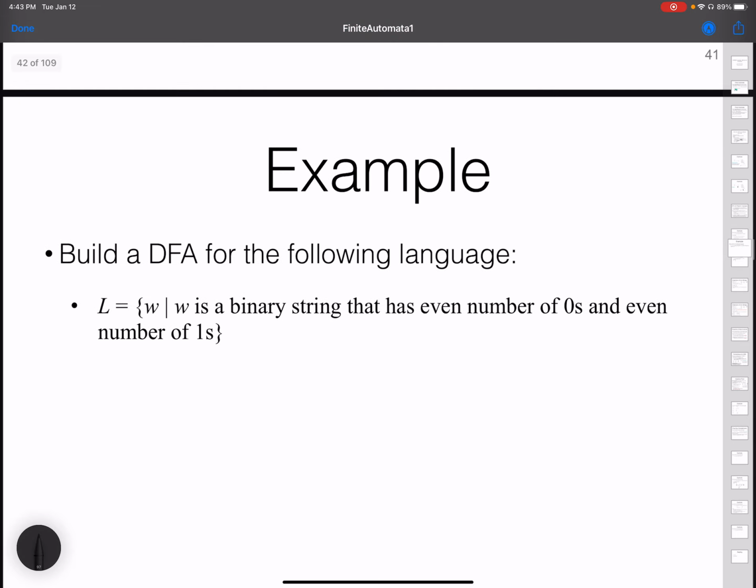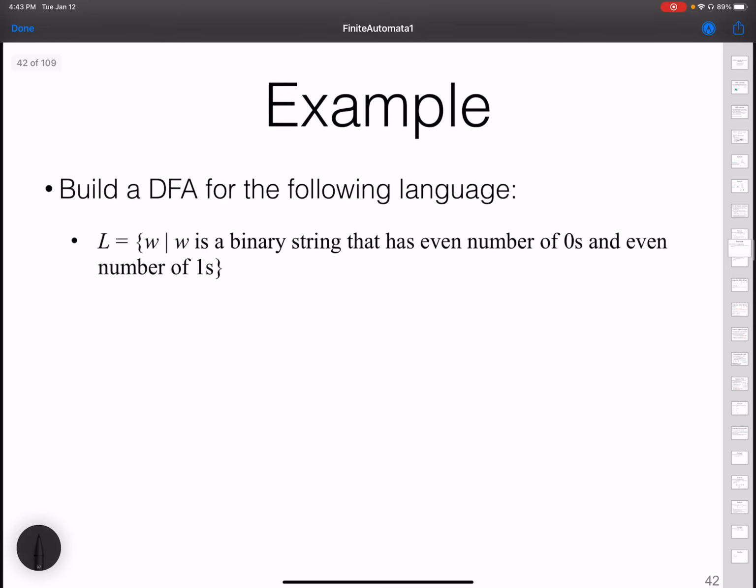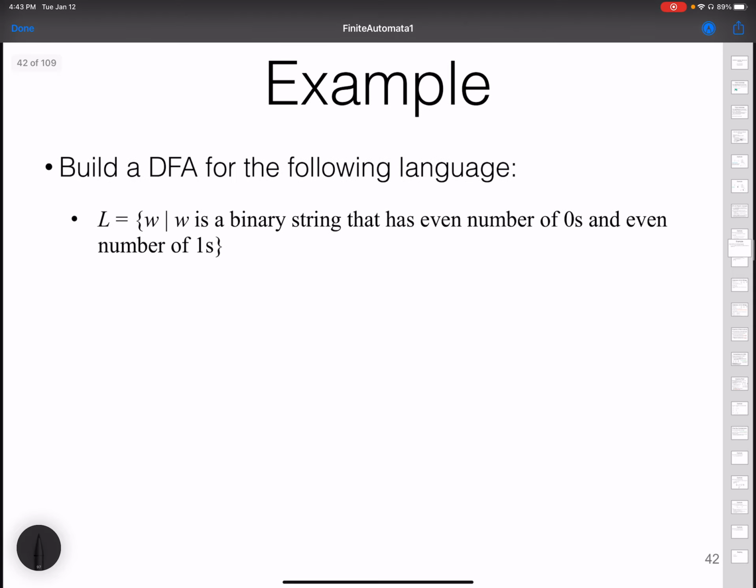Okay, let's see another example. We wanted to build a DFA for a language that has an even number of zeros and an even number of ones. Okay, what are going to be the states that I care about? What are going to be the situations that I care about?